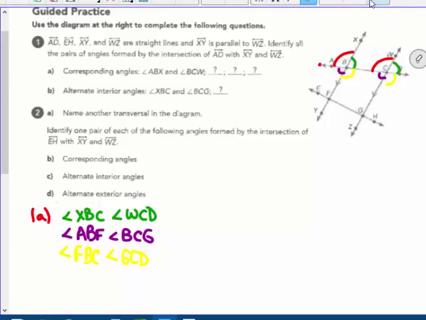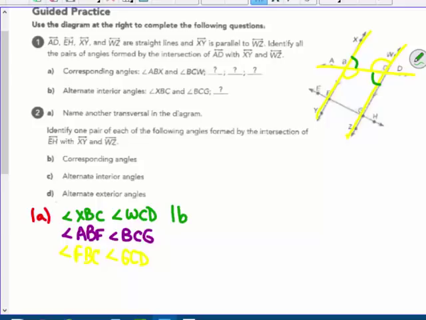So alternate interior, so now I'm going to erase this. Alternate interior with these parallel lines and this transversal. So alternate interior are going to be here. So XBC. Oh, they gave me this pair, XBC and BCG. That pair, they gave me that pair. So I'm going to say those yellow pair there.